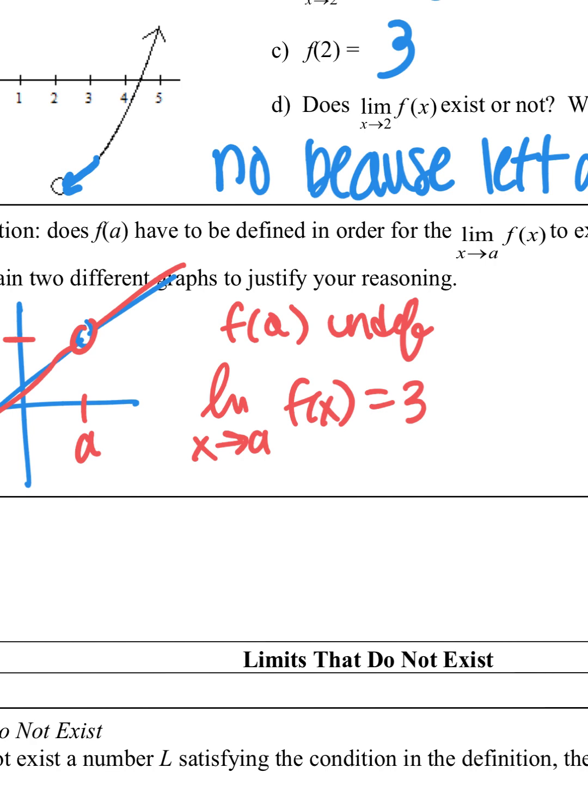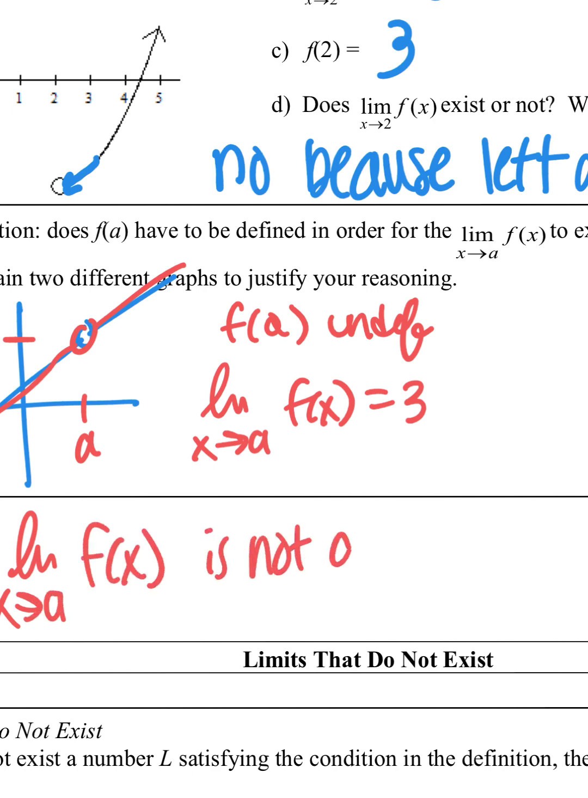Okay, so our takeaway here is that the limit as x approaches a is not affected by f of a. So f of a could be undefined, it could be defined. It could be a pole, it could be a vertical asymptote, it could be a point, right? But that's not going to affect the limit, right? We're going to have to look at the behavior nearby to see what happens to the limit.